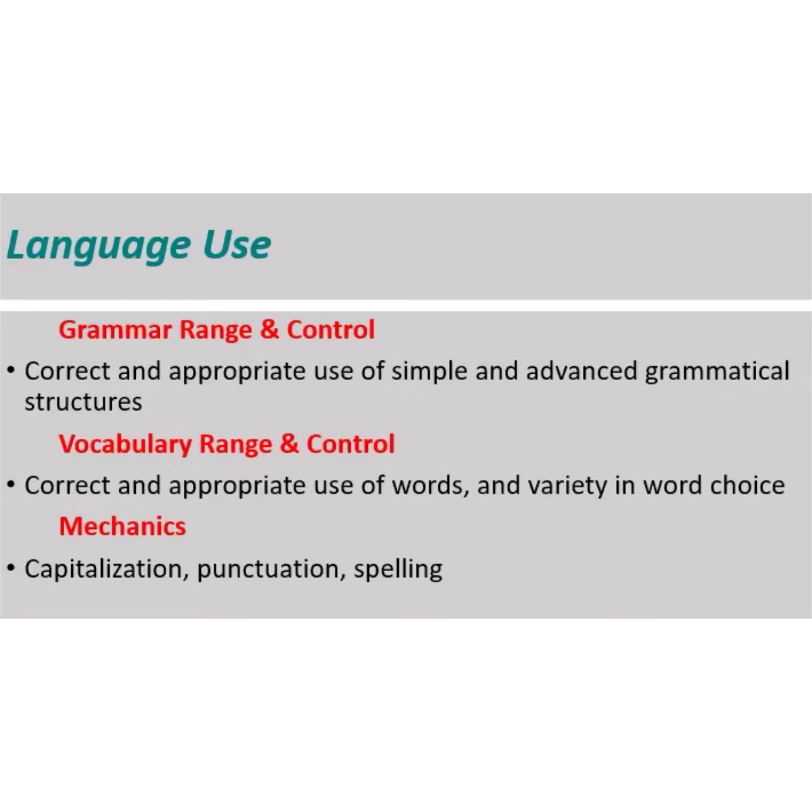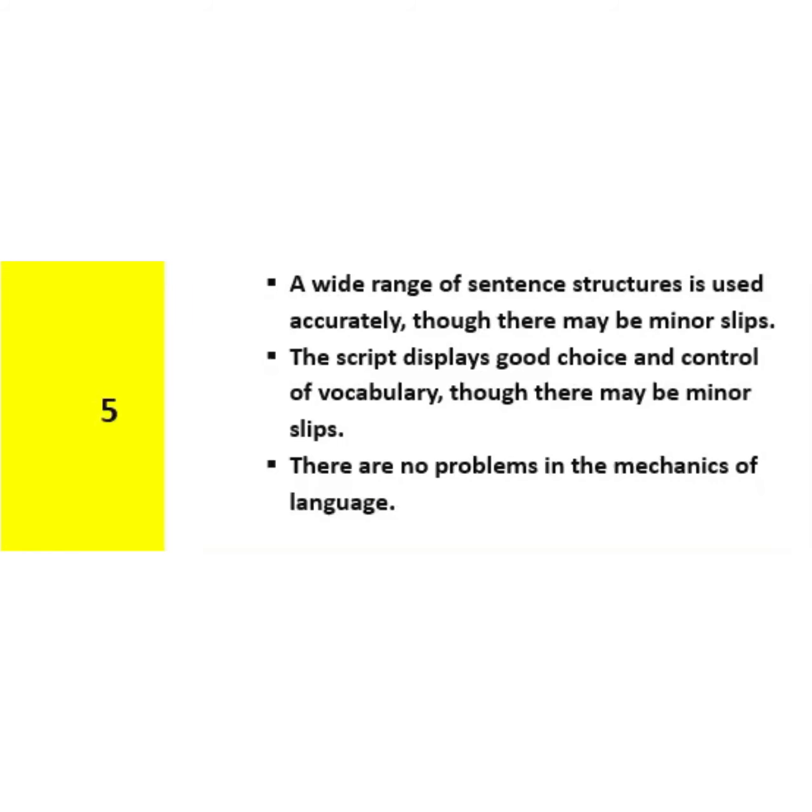Now, let's take a look at the language use, which consists of 3 important points. These are grammatical range and accuracy, vocabulary, and mechanics. If you want to get 5 from language use, then you should use a wide range of vocabulary and sentence structures. There could be rare minor errors only as slips. However, there shouldn't be any problems in the mechanics of the language.